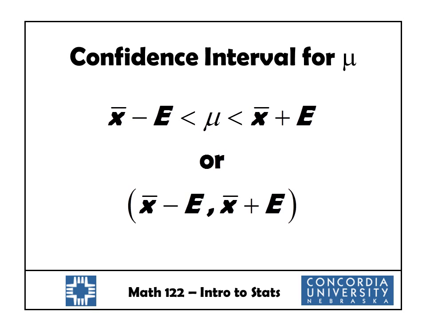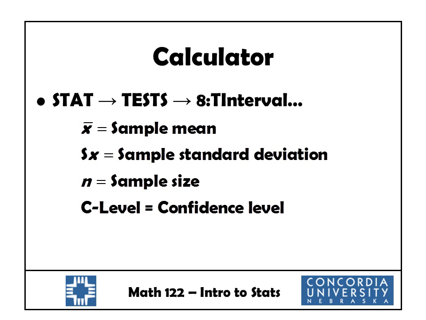Once we've calculated that margin of error, we can calculate a confidence interval. Take x bar minus E and x bar plus E, and mu is somewhere in between those two numbers. It takes one of these two different forms. This can also be calculated on your calculator. Go to Stat, Test, choose option 8, the t-interval. X bar is the sample mean, Sx is the sample standard deviation, n is the sample size, and C-level is the confidence level. Plug in those numbers and it will calculate the confidence interval for you automatically.